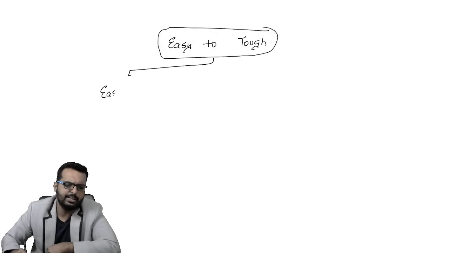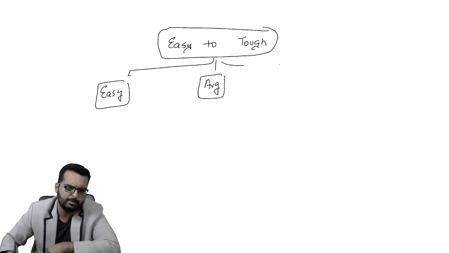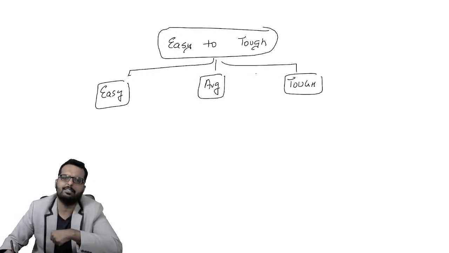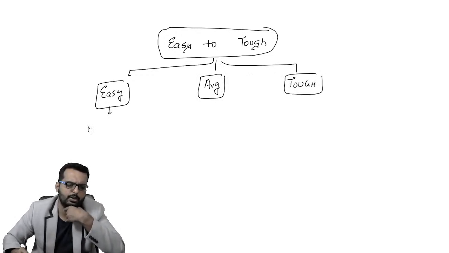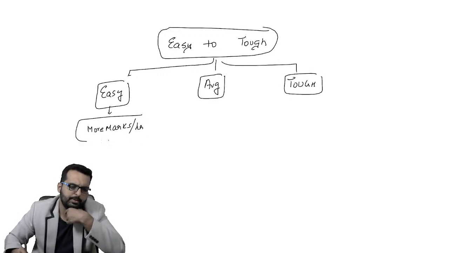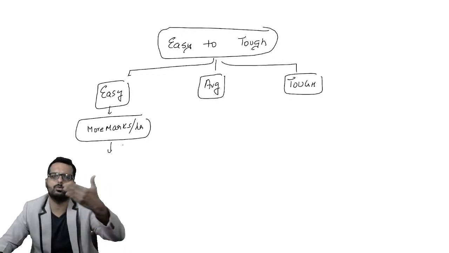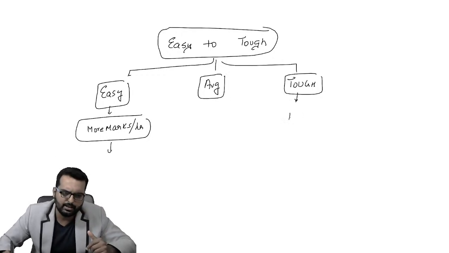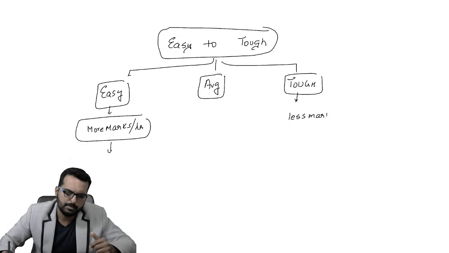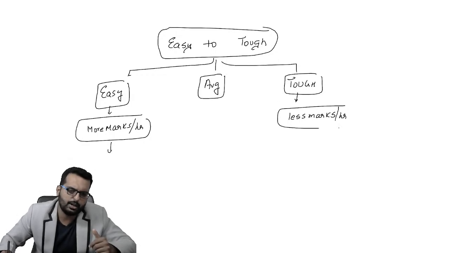I will mention the easy chapters that you should learn. Then you should go to the average chapters, and only then you should go to the tough chapters. Why I have categorized like this is because in easy chapters you get more marks per hour that you study. So every 1 hour you invest, you start scoring more marks. Here you make fewer marks for every 1 hour that you invest.